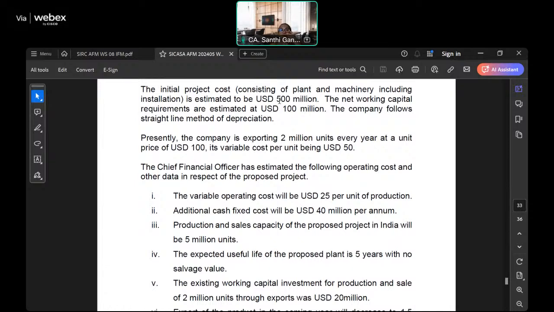The project cost consisting of plant and machinery, including installation, is estimated to be 500 million USD. Net working capital requirement is estimated at 100 million USD. The company follows the straight line method of depreciation. Presently, the company is exporting 2 million units every year at a unit price of 100 USD, its variable cost per unit being 50 USD.